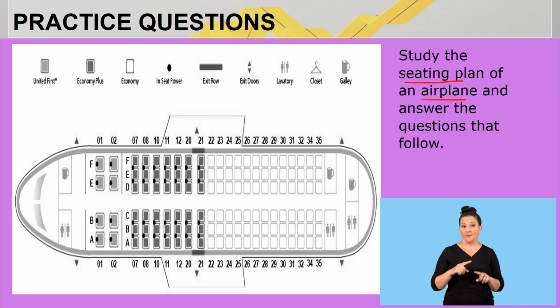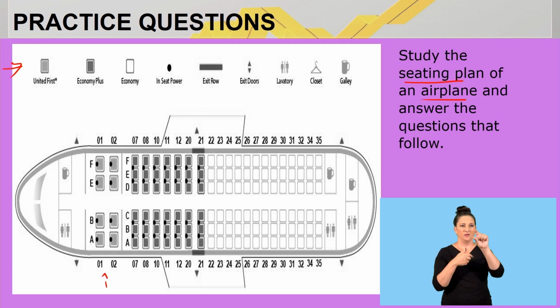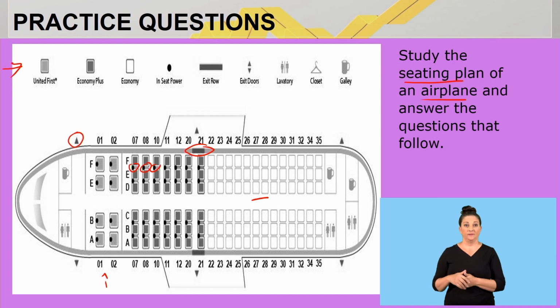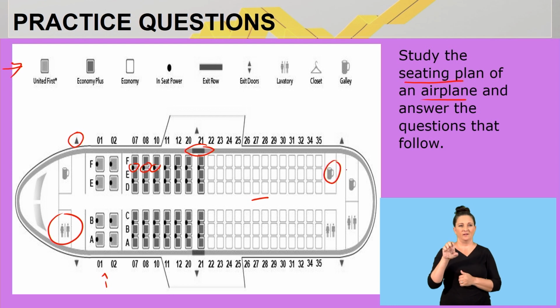Now note here's a key given. It indicates to us exactly what these symbols represent on our floor plan. So we have United First Class, so it will be the seats here. That's your first class. Economy plus first of all. Then we have our economy, which is here at the back. Then we have in-seat power, as you can see indicated here by the dots. We have exit row, as we can see there. We also have a key indicating our exit doors. Our lavatory, toilets, as we can see here. Closet. And then lastly, we have what we call our gallery, as we can see indicated here.